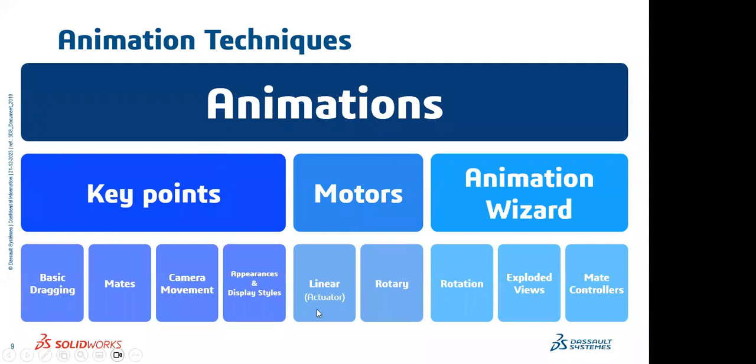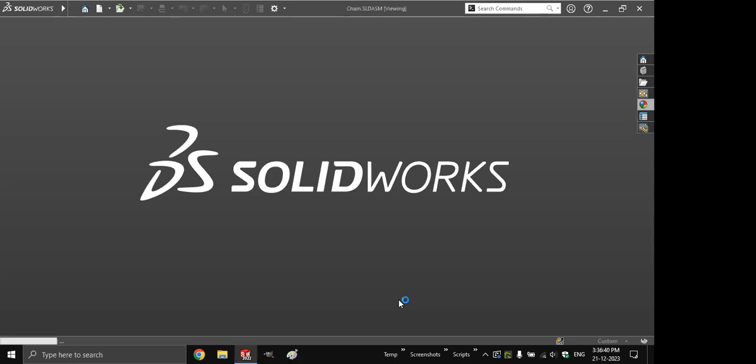So that was a linear actuator. Now let's talk about a rotary actuator, where we've got something that's rotating around and around.